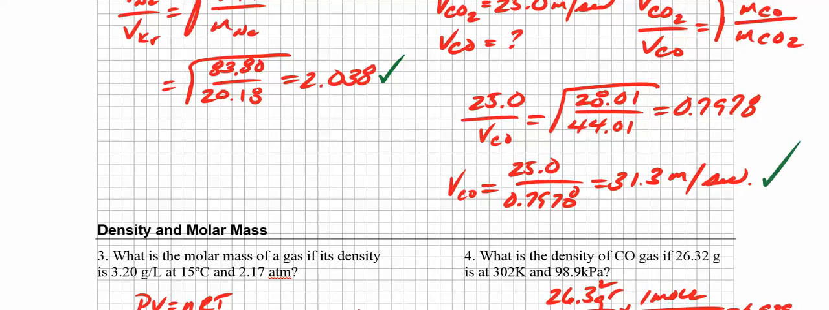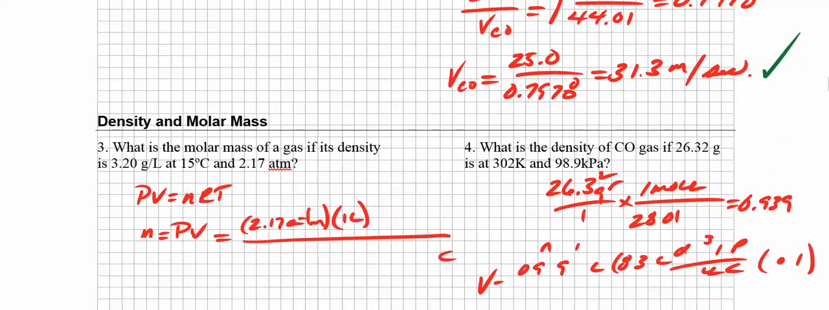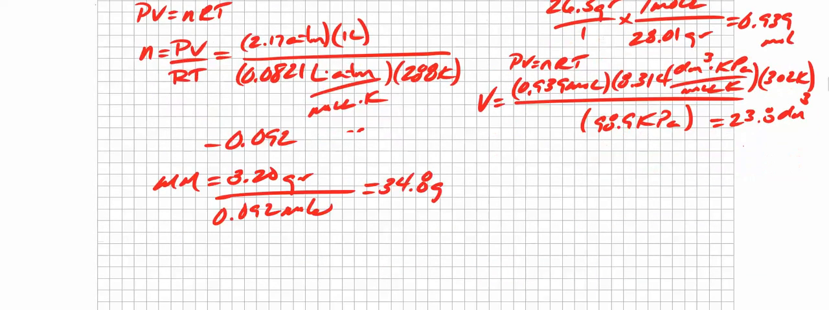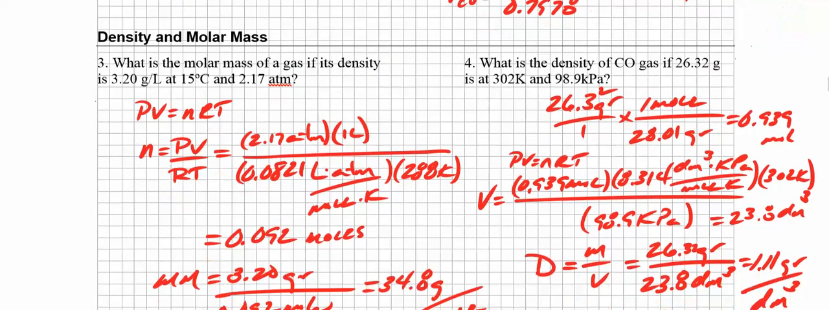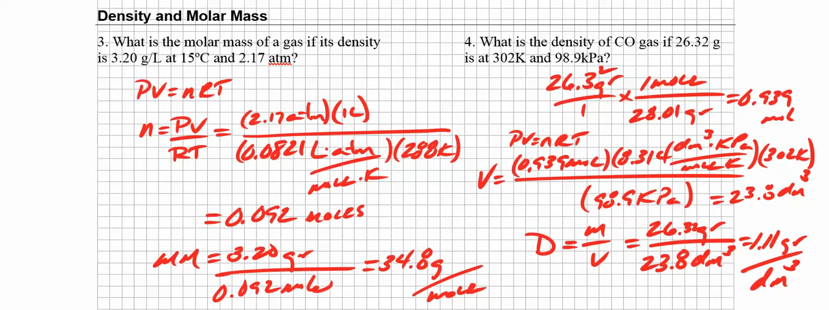Let's move on. Number 3 deals with density and molar mass. These are very important problems right here, numbers 3 and 4. So let's take a look. It says, what is the molar mass of a gas if its density is 3.2 grams per liter at 15 degrees Celsius and 2.17 atmospheres?